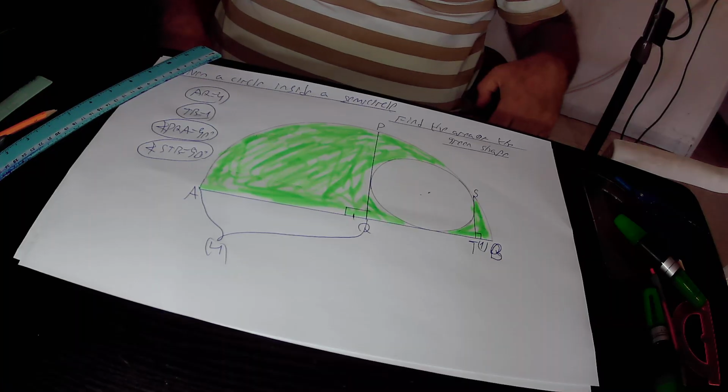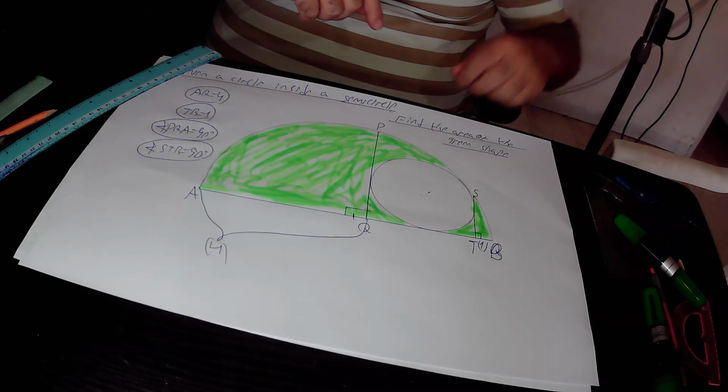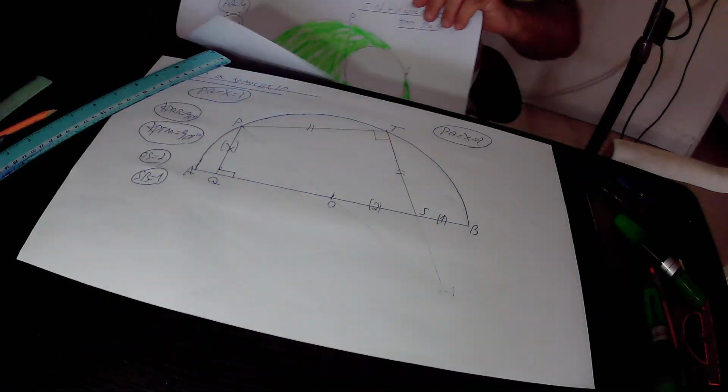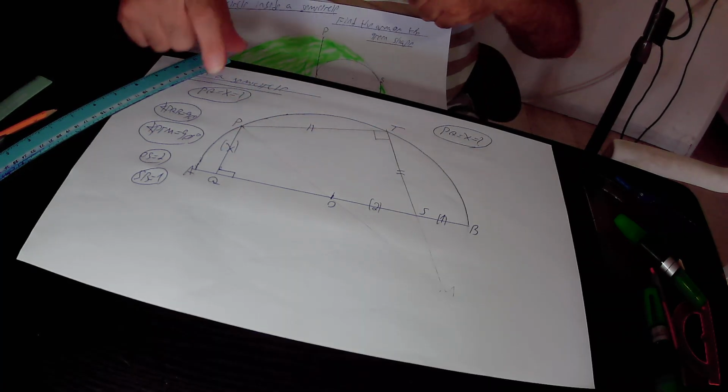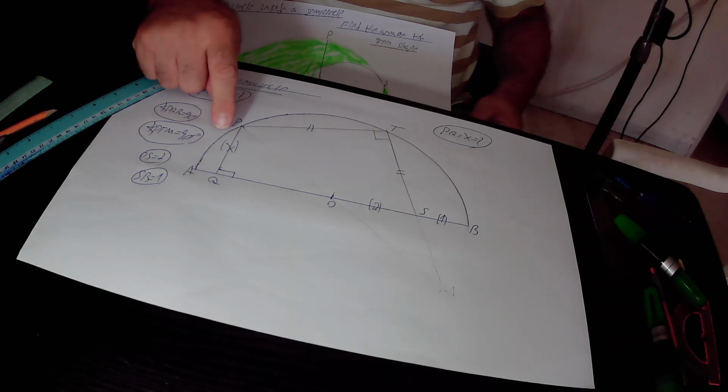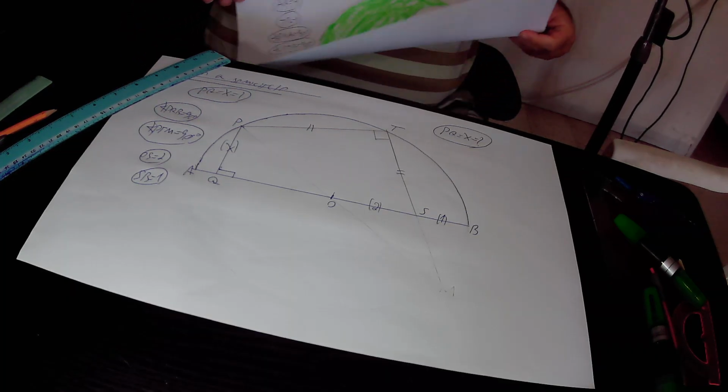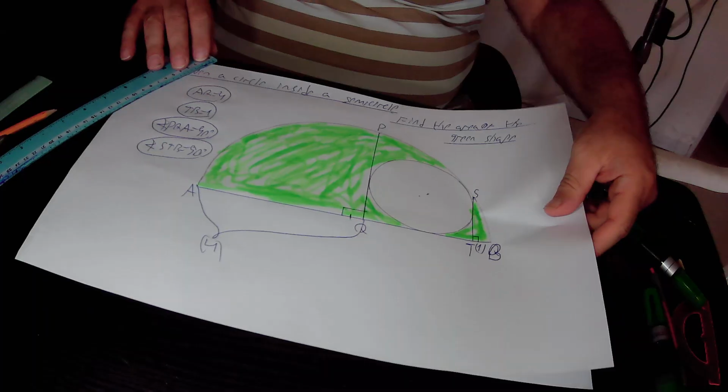And now in this lecture we'll answer two questions. In the first question we find out the area of this green shape, and in the second question we find out the length of this PQ that equals x. We have to find out the value of x. So we start with the first question.